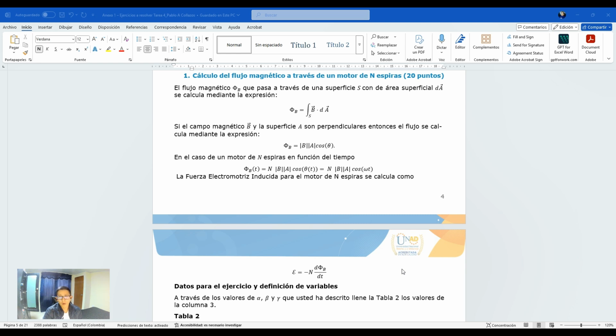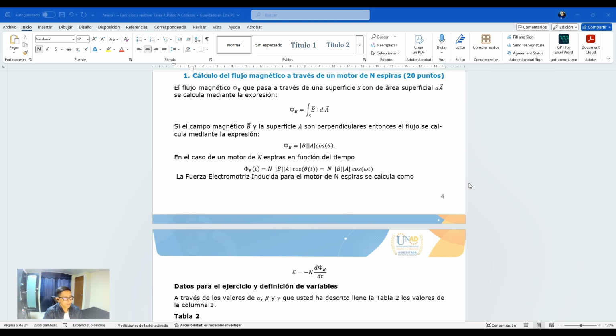I will explain the solution to exercise number 1 from text 4 of the Electromagnetism course. This activity focuses on the calculation of magnetic flux through a motor coil with several loops or turns, and includes the analysis of this behavior over time, the calculation of the induced electromotive force, and the resulting electric current.